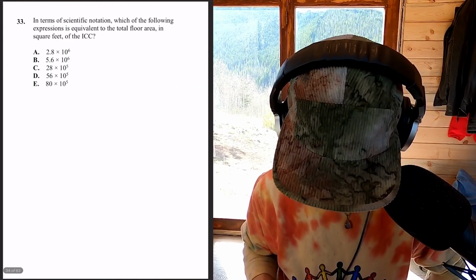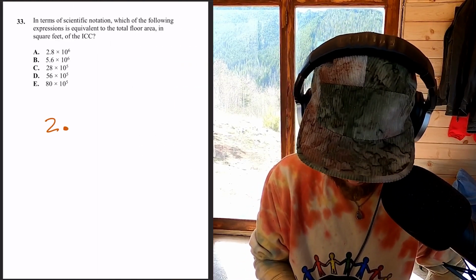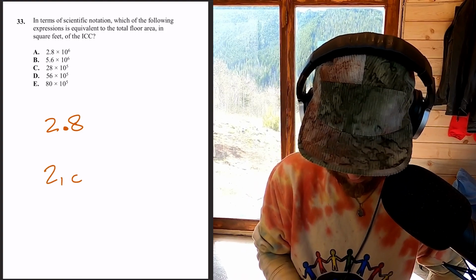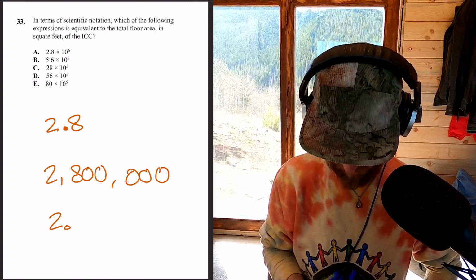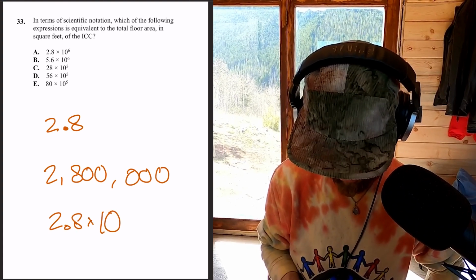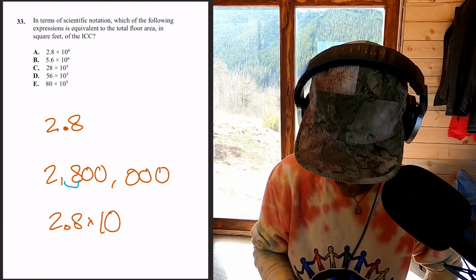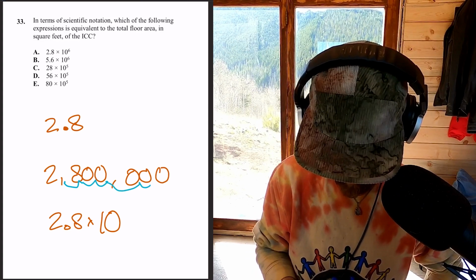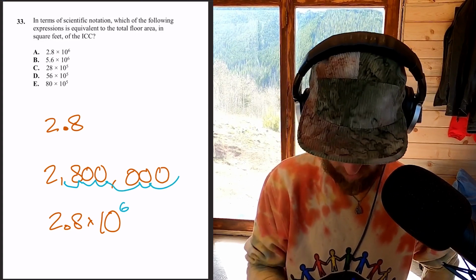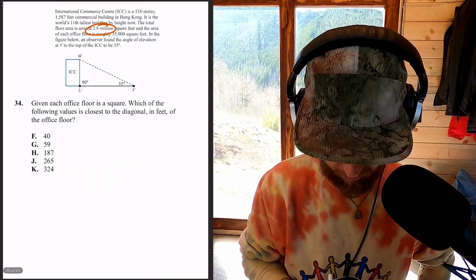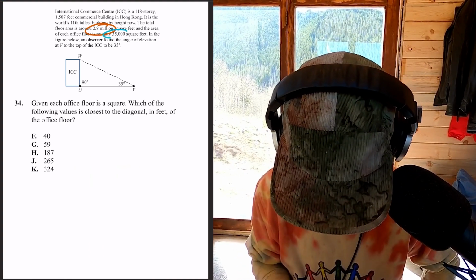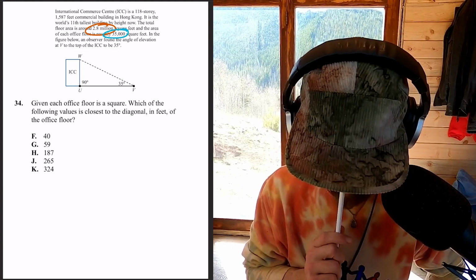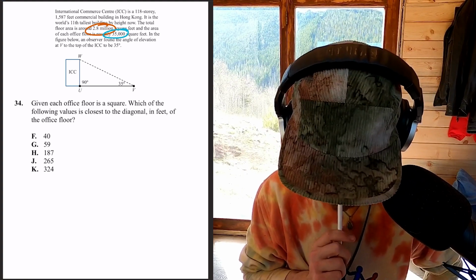So 2.8 million, which is 2,800,000. In scientific notation, that's 2.8 times 10 to the 6th. All right. Same setup, different problem. Given each office floor is a square, so that's where the 35,000 comes from. Which of the following values is closest to the diagonal in feet of the office floor?